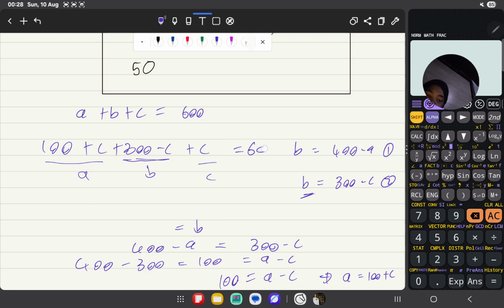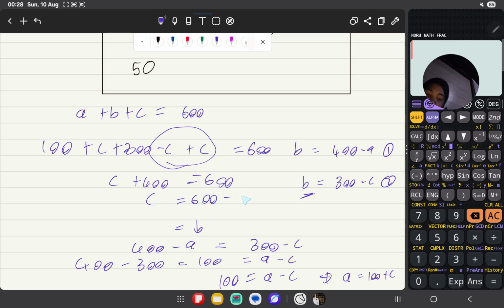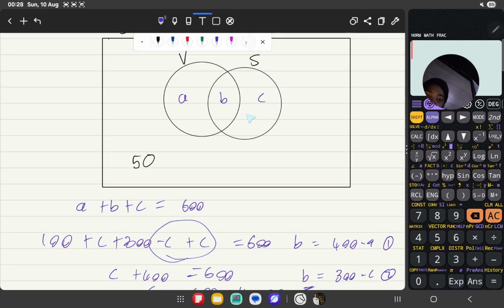Everything must give me 600, and if I do my workings, these of course go to zero, and then here I have 400. So I'm getting C plus 400 equals 600, implying that C is equal to 600 minus 400, which is 200, right? So that means C is 200, so this side, this is 200, né?